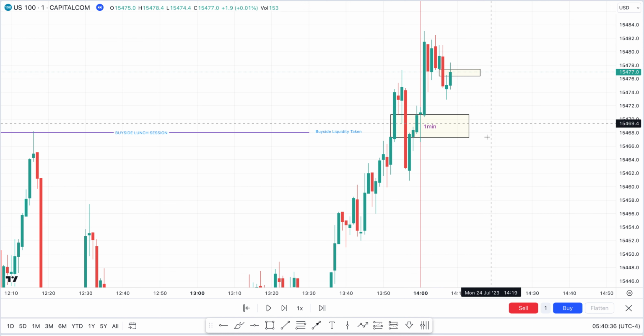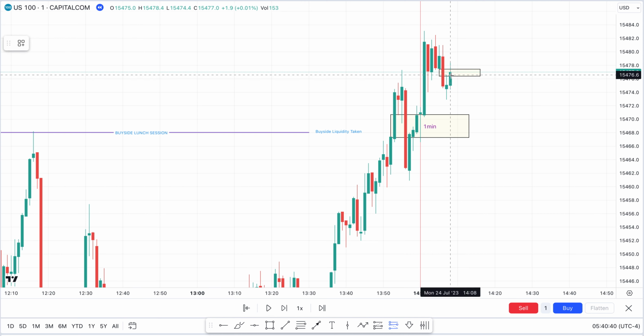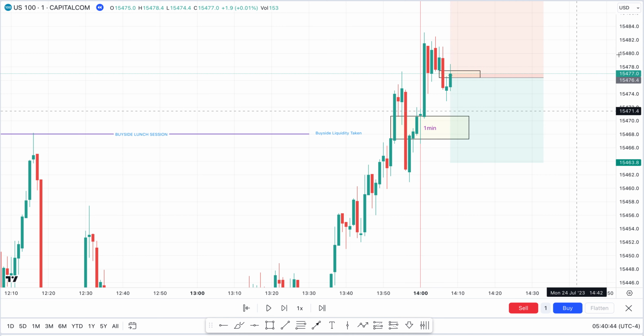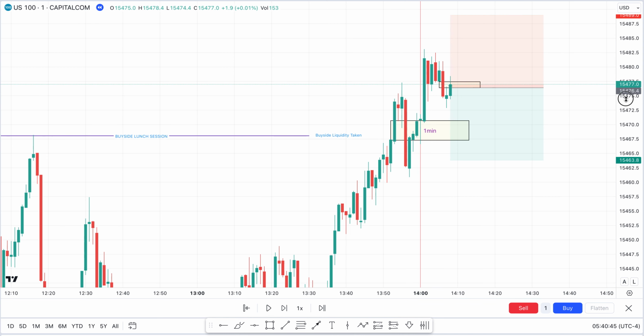Since this is so small, I'll put my stops. If I was taking the trade, I'll put my stop. So I enter at the low, put my stop above the high. 7 points.